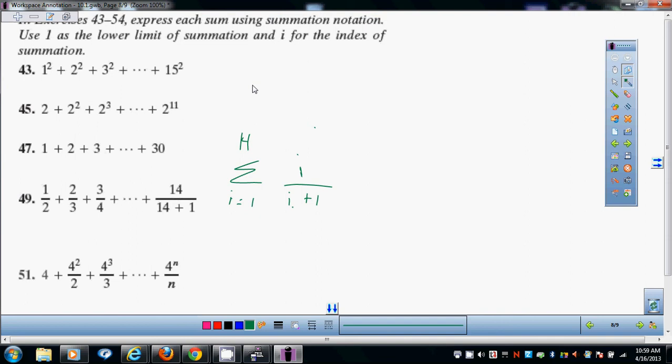If I plug 1 into this, that's 1 over 2. Check. If I plug 2 into this, 2 over 3. Check. If I plug 14 into this, 14 over 15. Check. So I'm confident that it's right. You have to check every term. Just because the first and second terms work doesn't mean the whole thing works. But they're just bonus. Don't even worry about it.